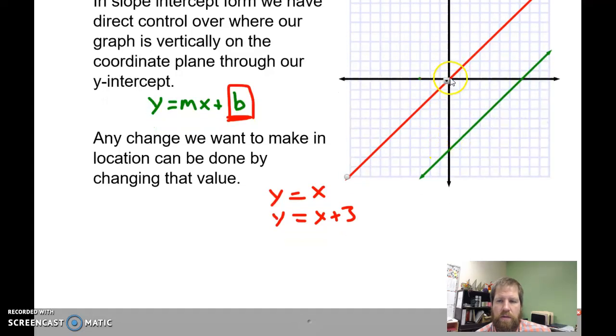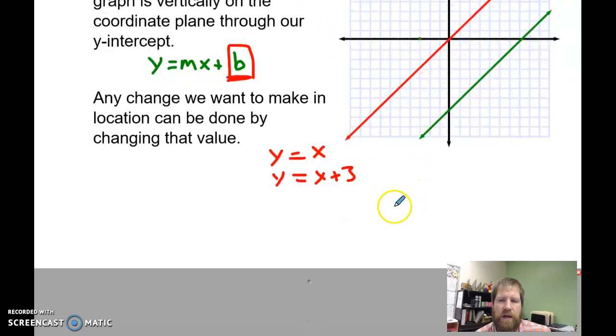So this has a y-intercept of 0. This has a y-intercept of 1, 2, 3, 4, 5, 6, 7. So what do I have to do? I have to move my graph down 7, or I have to subtract 7 from my y-intercept. And that will change this line to overlap with this one.